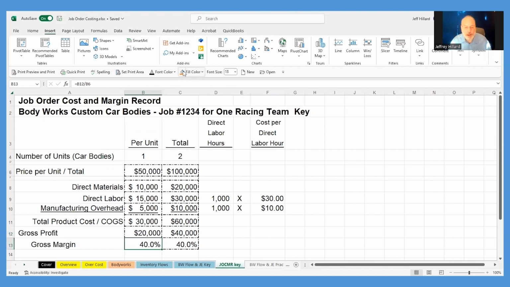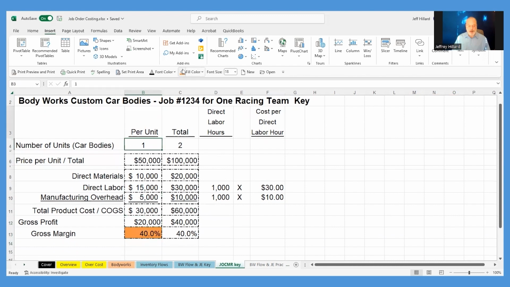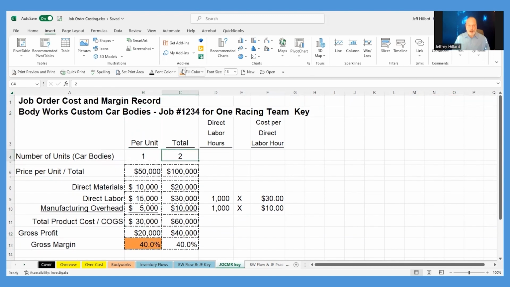This is a key thing to know how to compute. This is the gross margin, which is 20,000 divided by 50,000. So this is the profit we make on the stuff we sell. And here it is for the total job. And this could be any number of a batch. It's just we have a batch of 2 in this process.